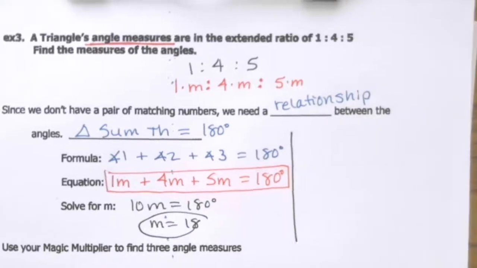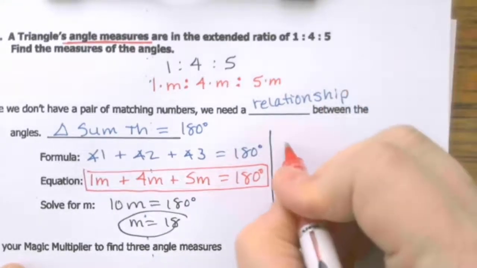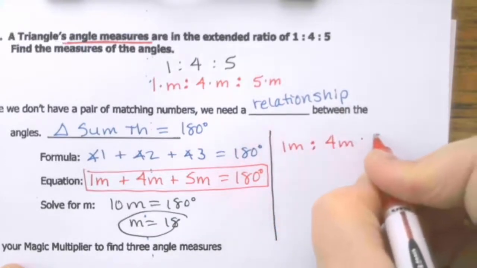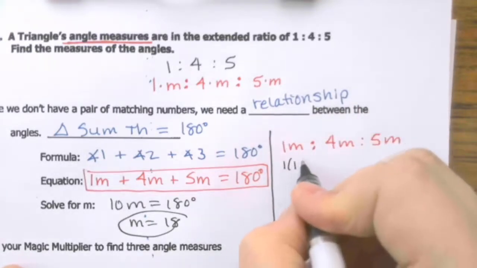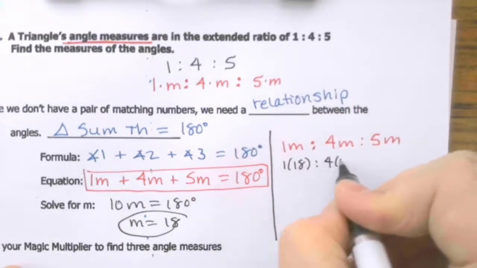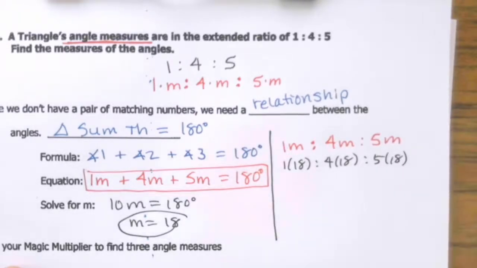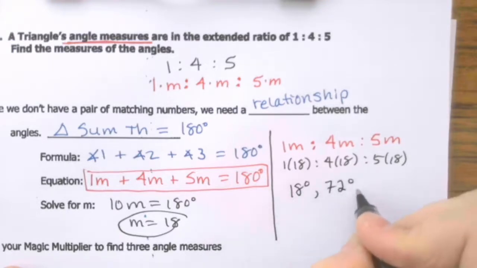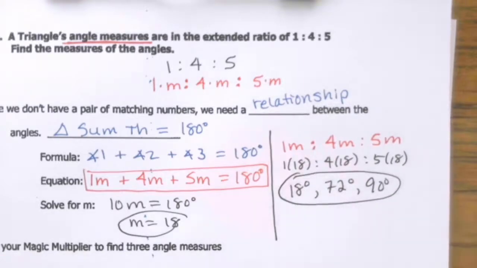So now we can actually find the angles to our triangle. The angles, remember, are 1 times m, 4 times m, 5 times m. So we have 1 times 18, 4 times 18, 5 times 18 for the actual angles. That gives us 18 degrees, 72 degrees, 90 degrees. That's our answer.